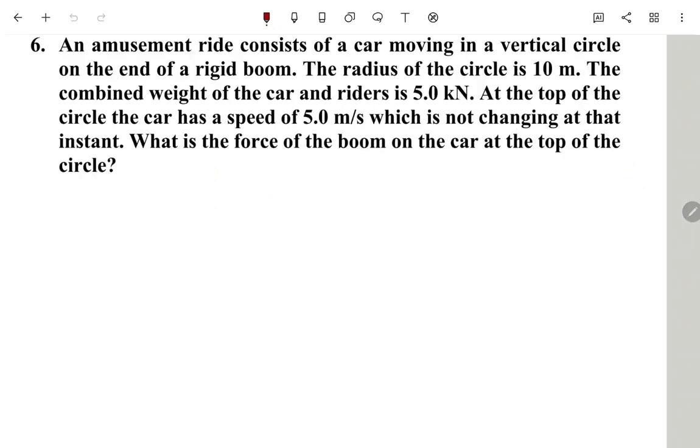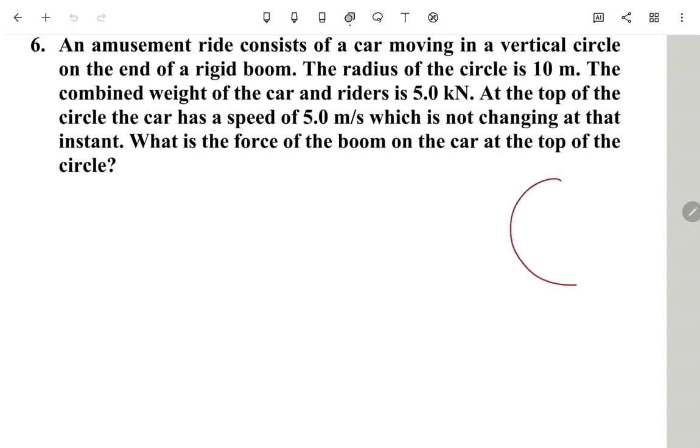An amusement ride consists of a car moving in a vertical circle on the end of a rigid boom. The radius of the circle is 10 meters. The combined weight of the car and the rider is 5 kilonewtons. At the top of the circle, the car has a speed of 5 meters per second, which is not changing at that instant. What is the force of the boom on the car at the top of the circle?